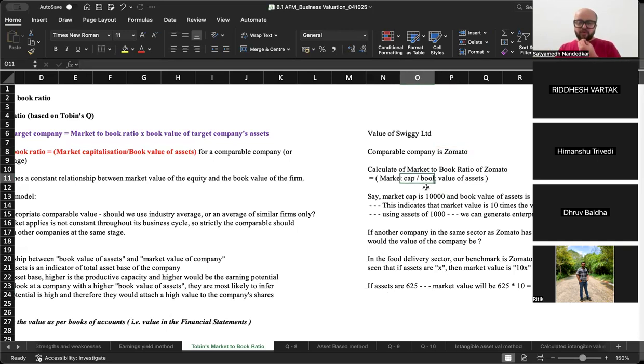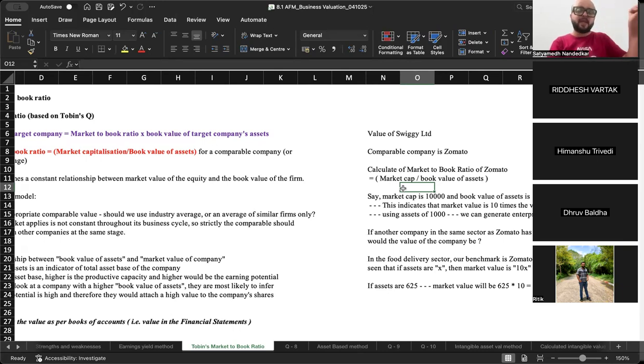Now, calculate market to book ratio of Zomato. What is that? Market cap upon book value of shares. Sorry, book value of assets. What is book value? Book value is basically the carrying amount of assets. ठीक है. Now market cap is 10,000, book value is 1,000. ठीक है. So market to book value ratio क्या होगा? 10,000 upon 1,000, which is 10. What does this ratio tell you? This tells you that the market cap of a company in the food delivery software business is 10 times the value of its assets. That is what it tells you.